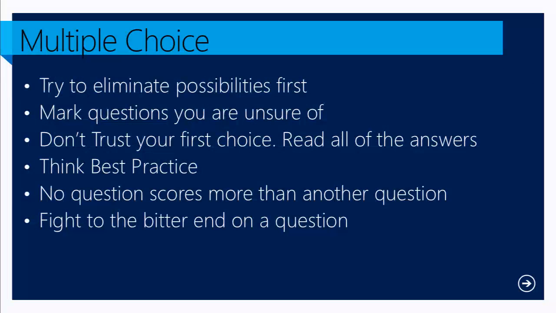Now, multiple choice, and I don't mean to be simple here, but this is the advice I always give people. This is the fight that you have when you get a multiple choice question and you don't necessarily know what the answer is. The first one, eliminate possibilities first. Almost always with the multiple choice where there's only one correct answer, there's going to be 2 out of the 4, 3 out of the 5, something like that, that you can eliminate just by the text of the question itself. Good idea. Mark questions you're unsure of.